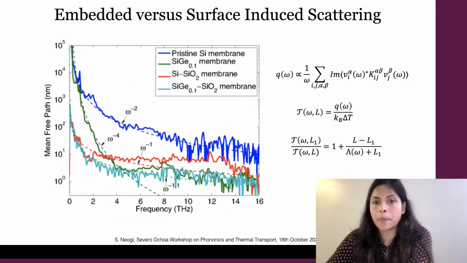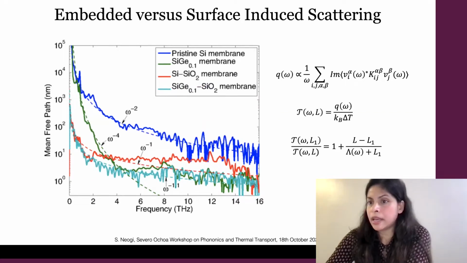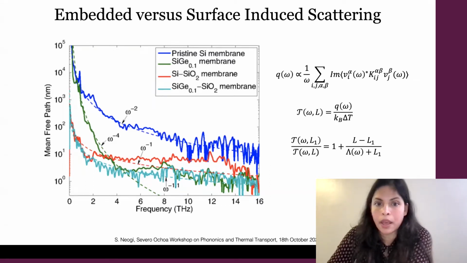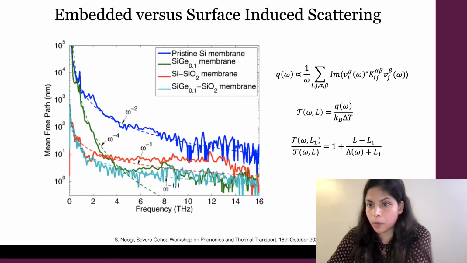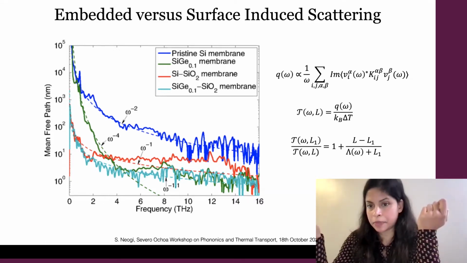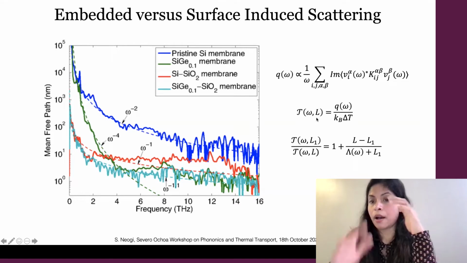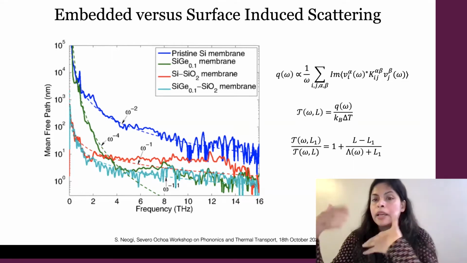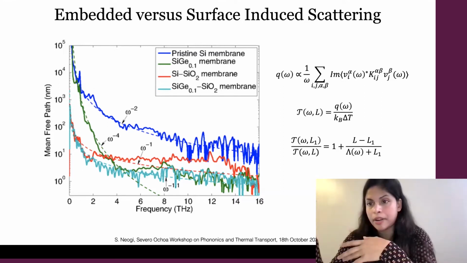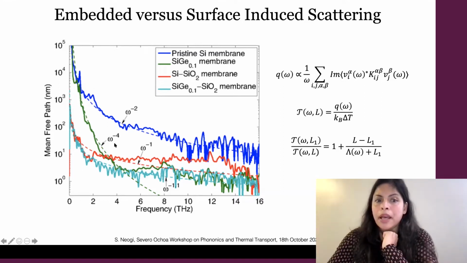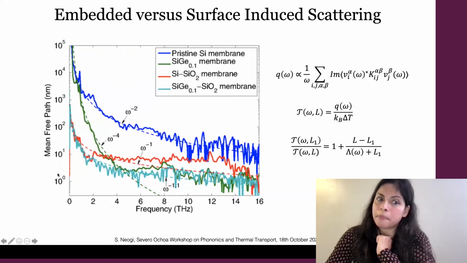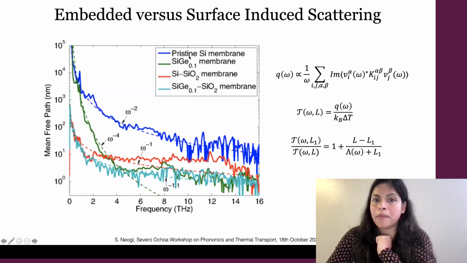We also tried to find out from other methods. The idea is the same: to identify what kind of scattering is present in the system. This is also from the non-equilibrium molecular dynamics. What we did is we calculated the heat current autocorrelation function and the Fourier transform of that. And that gives us the transmission function for a particular frequency and particular length. We did it for multiple different lengths and found the ratio of that to find the mean free path.